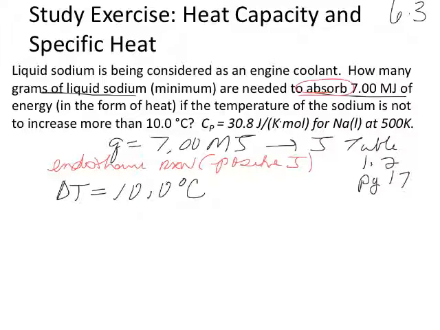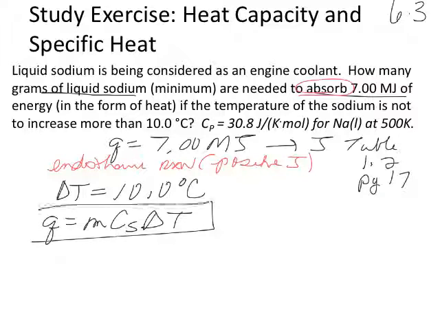So we're given a delta T, we're given a Q, and they want how many grams. Right off the bat, you should recognize that you're given certain units that can solve for this equation, right? The heat equals mass times specific heat times delta T. And let's go ahead and convert the 7.00 megajoules into joules.